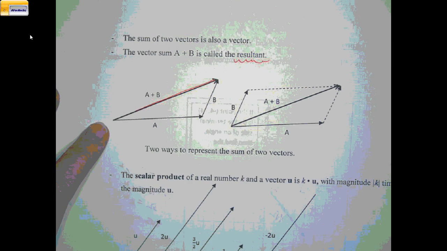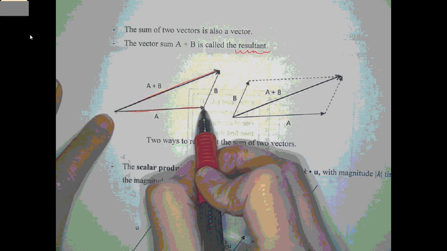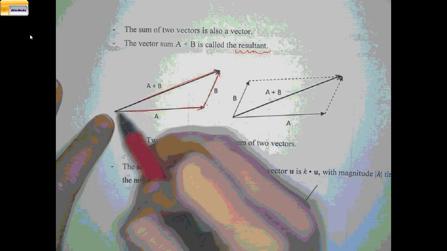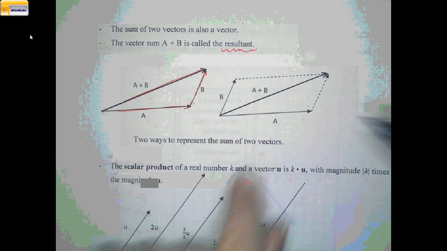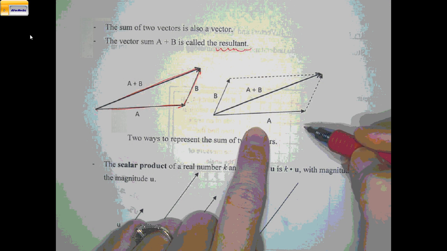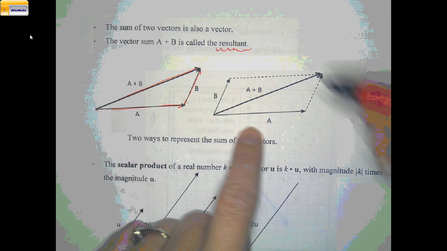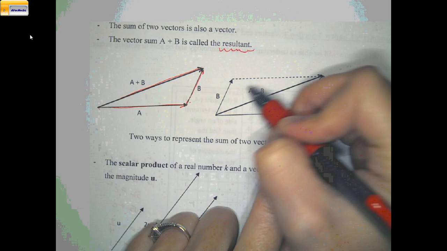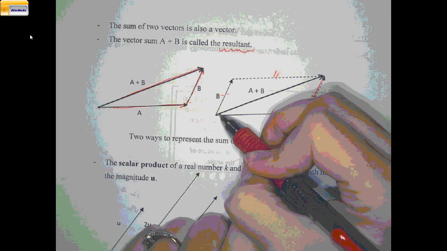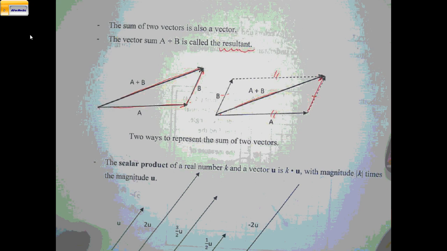There are two ways to represent the sum of two vectors. There's this one right here where you put the tip of A next to the tail of B, and then end to end, that's the vector. Or there's this parallelogram method that a lot of people use, where they take vector B and slide it over here so that this side is congruent to this side and this side's congruent to this side, and then you're looking for the diagonal of that parallelogram. It's the same thing, basically.